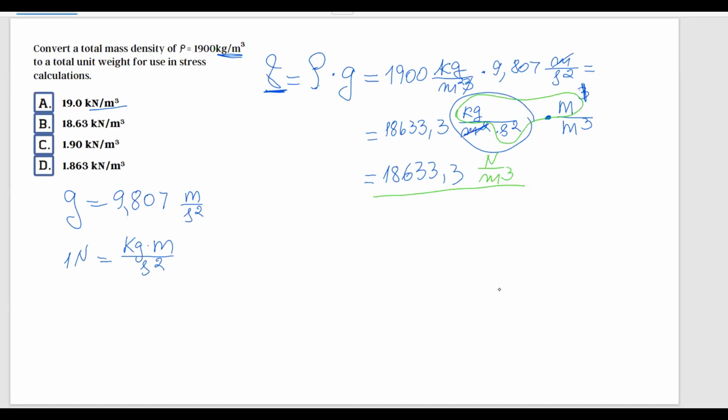And this is my answer. I have to bring it to kilonewtons. In order to transform to kilonewtons, I'm just going to divide by 1,000. This gives me 18.633 kilonewtons over meters cubed, and this is my correct answer. Looking at the options, the correct answer is B. So a total mass density of 1,900 kilograms over meter cubed is equal to a unit weight of 18.63 kilonewtons over meter cubed. Next problem.